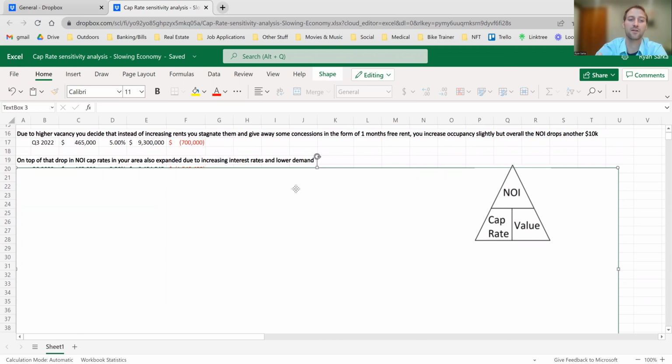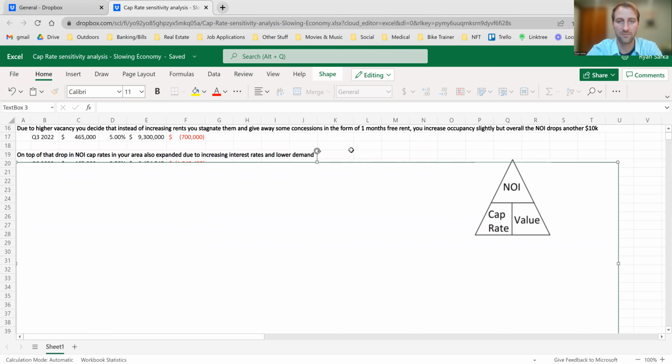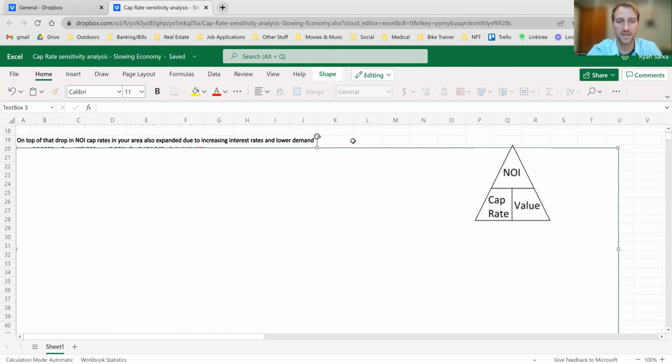Okay, so on top of the NOI dropping, cap rates in your area are also expanding due to increasing interest rates and lower demand from purchasers of properties. That has been happening. We've seen the Fed increasing rates, a quarter percent here, 0.5% here. It's been going on for a couple months now, and we're still expecting it to happen for at least another 2-3 months, possibly more, possibly less. It depends who you talk to. Nobody quite knows, but they definitely want to get rid of the crazy inflation that we've been having. So there is a real possibility that rates are going to continue to go up for at least another number of months.